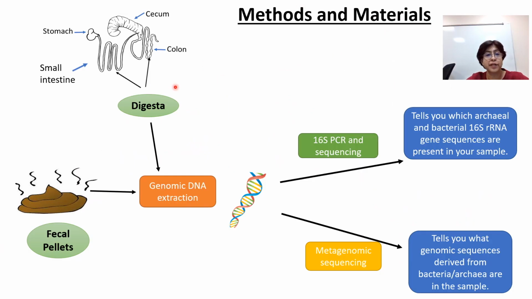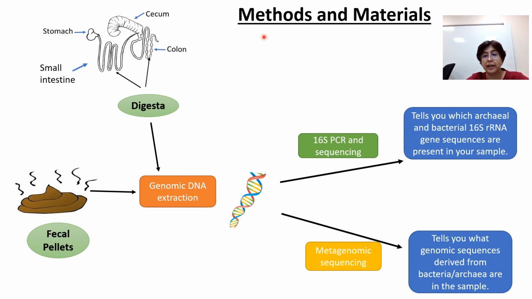Methods and materials first include sample collection from the small intestine and colon. These samples are called digesta, and pellets are collected from feces. DNA is extracted from digesta as well as pellets. After DNA is extracted, two different sequencing techniques are used.